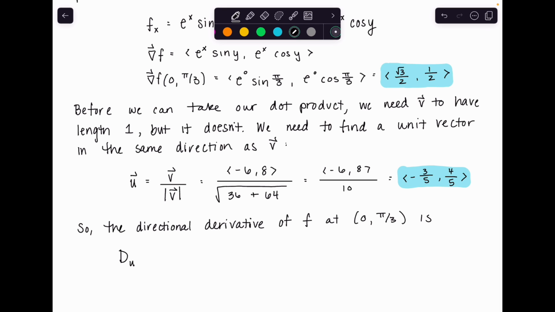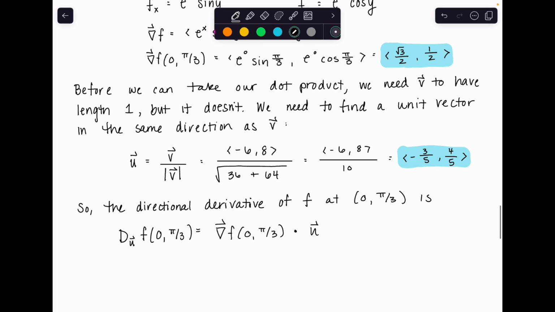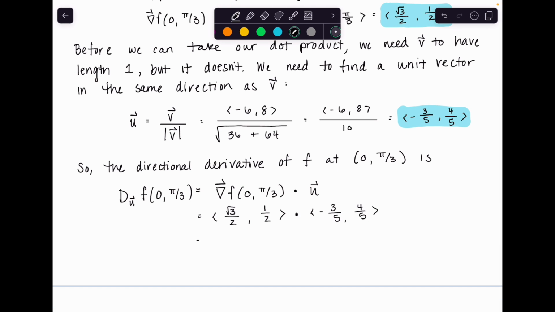So our derivative in the direction of u of f at the point (0, pi over 3) is exactly the gradient vector of f at that point, dot product with this unit vector u. So we take (root 3 over 2, 1/2), and we dot product it with (negative 3/5, 4/5). And so I just need to calculate that.